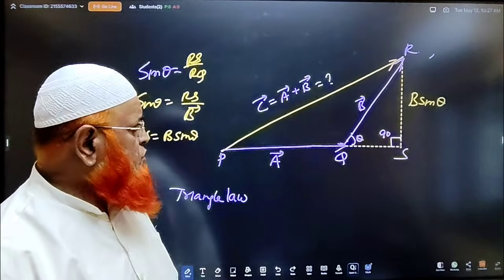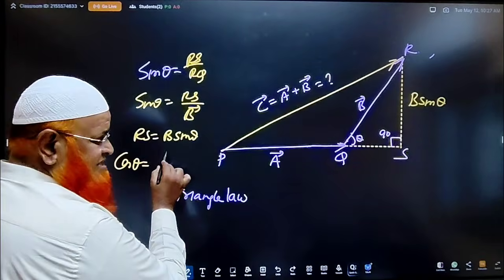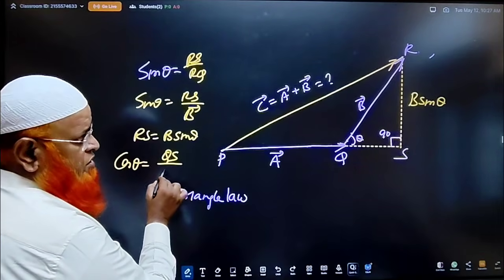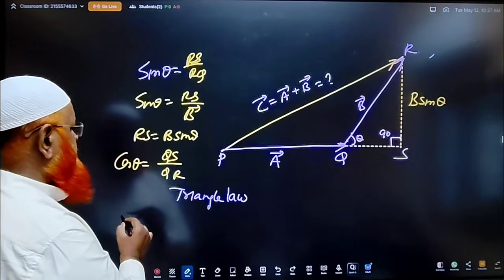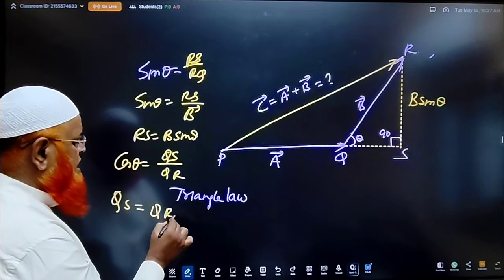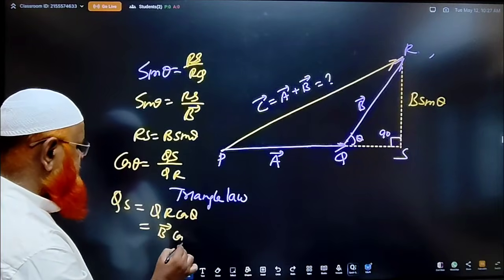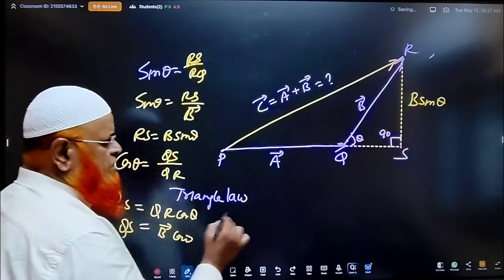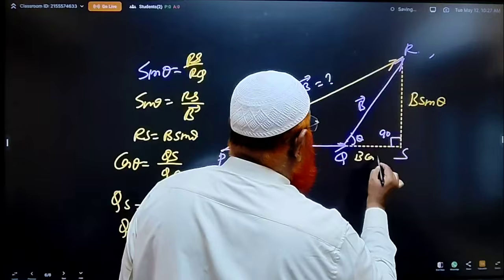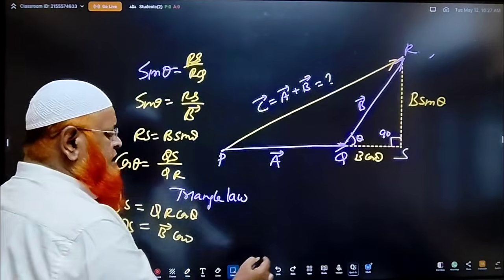So to find out QS, what am I going to do? I will apply cos theta. Cos theta is nothing but adjacent side QS by hypotenuse QR or RQ, whatever it may be. Then I will get QS is equal to how much? QS is nothing but QR cos theta, where QR is again B bar, so B cos theta. So this is called QS. So I got this as B cos theta. Understood?